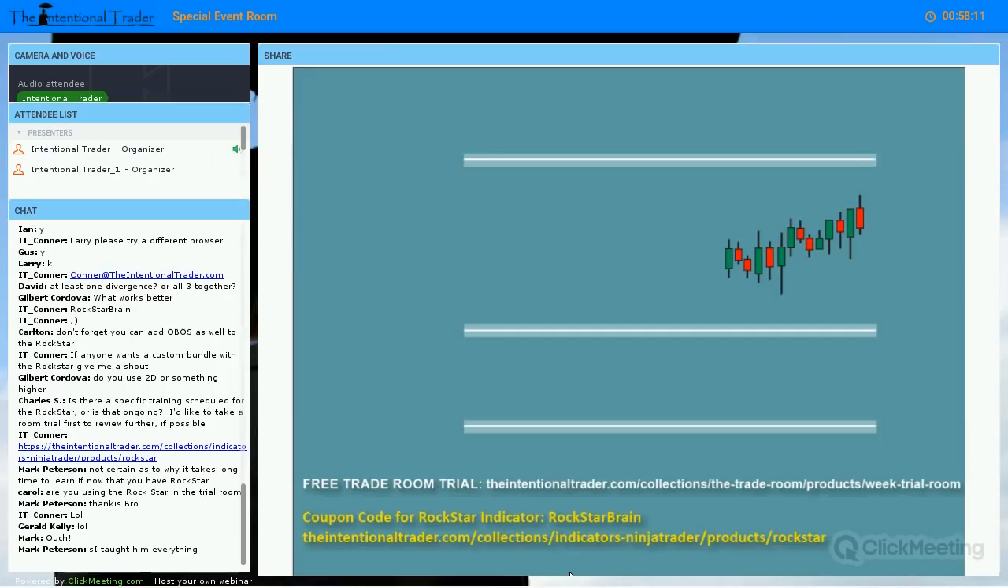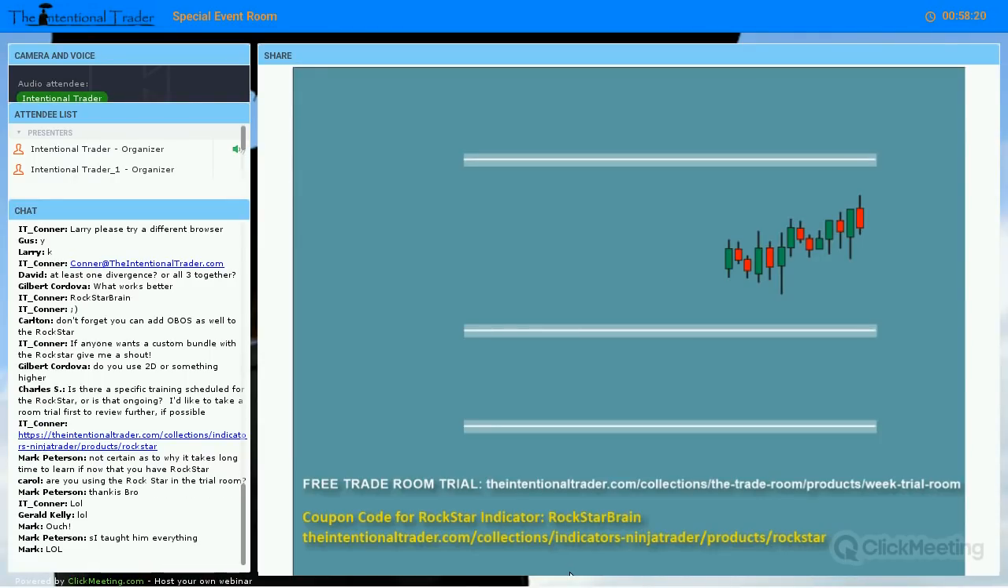Yeah, the Rockstar makes things a lot easier to understand, but you still have to qualify the setup. You don't just look at a Rockstar and go, I'm trading it.